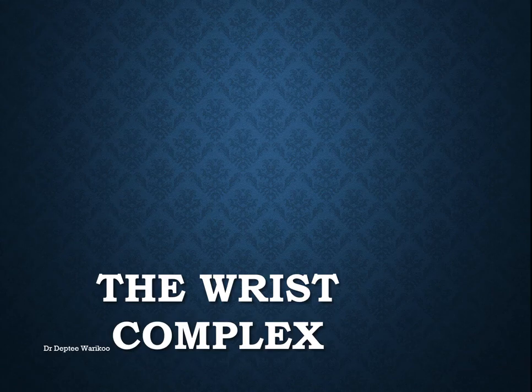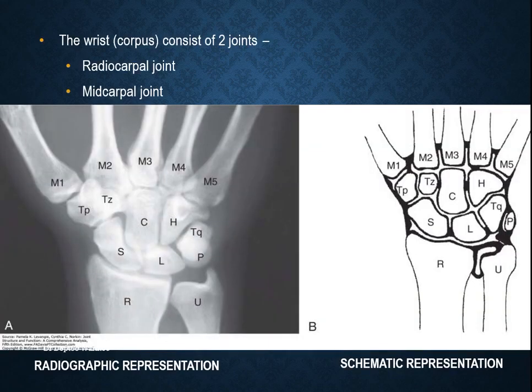So, beginning with the wrist complex. The wrist complex comprises mainly two joints, as I told you earlier, the radiocarpal and the midcarpal joint. Here you could see in the figure the radiocarpal joint and the midcarpal joint. The joints present between the carpal bones are the midcarpal joint.